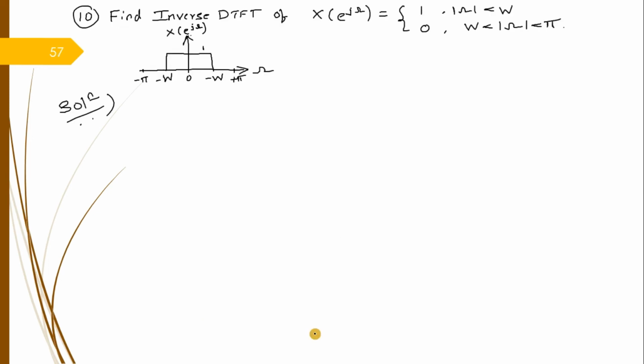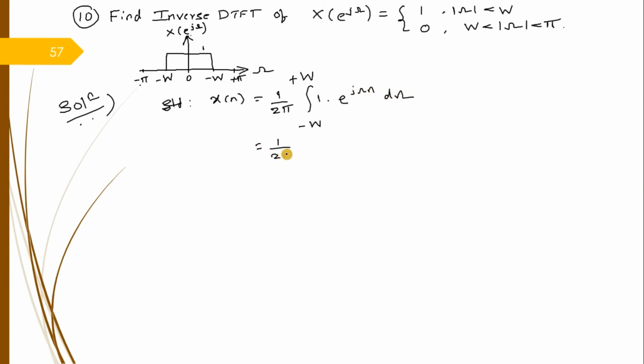So next, the inverse DTFT of a square wave. I will be quick in explaining these things. So there is a square wave given, and I apply the standard formula. The standard form is x of n equal to 1 by 2 pi integration from minus w to plus w. I don't write minus pi to plus pi because beyond w the value is 0, so I consider it only for finite values. I have 1 here, e raised to j omega n d omega.